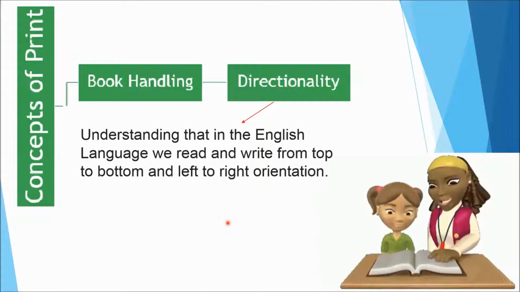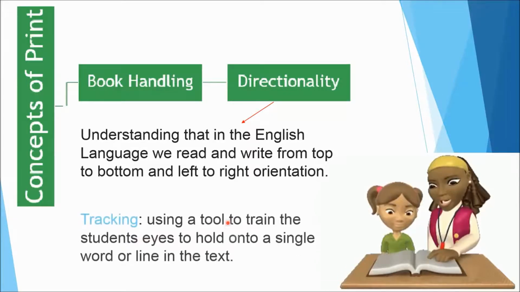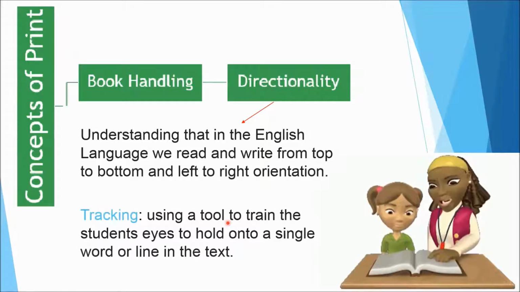And one of the methods that we use that is super important, even in upper elementary school, is the idea of tracking. Tracking is using a tool to train the student's eye to hold on to a single word or line in the text. For many of us adults that are reading, it's super easy just to use our eyes to track, but we learned it by using our fingers to track each letter and each word.